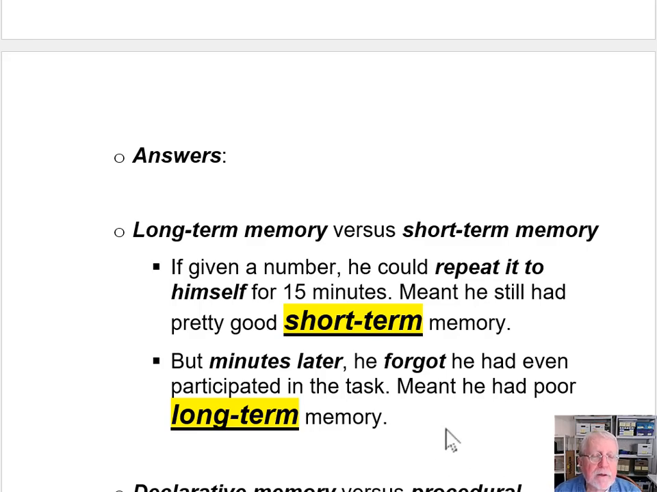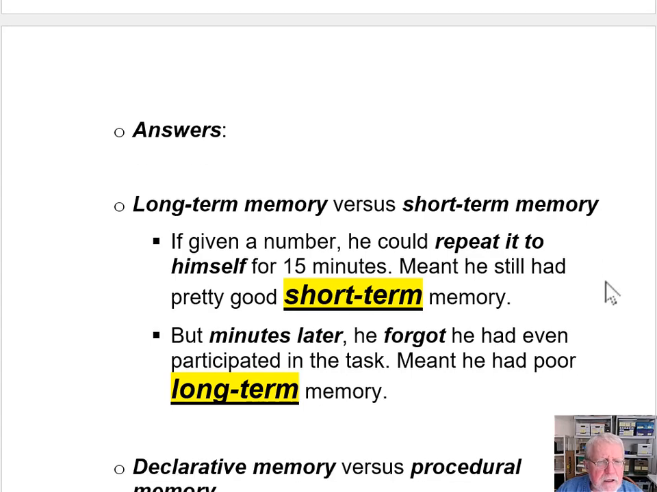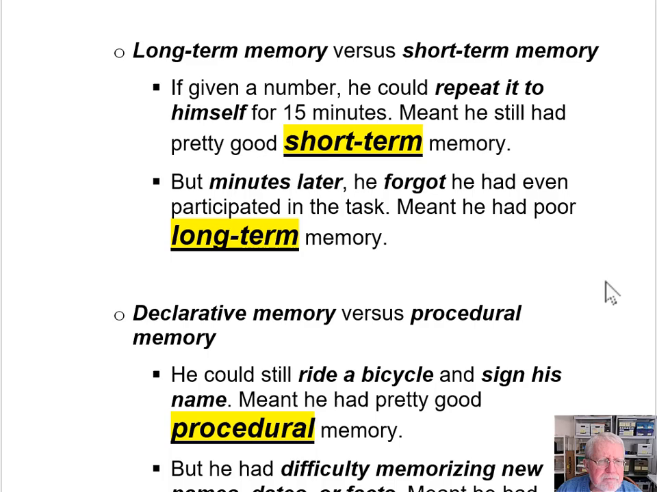If an hour later I asked HM, do you remember the task we were doing earlier today, the task that involved a number? What was the number that I gave you to repeat to yourself? Not only would he not be able to remember what the number was, he might deny that he ever did such a number memory task earlier today. That's because he was unable to get the information into long-term memory in such a way that he could retrieve it. Second question dealt with declarative versus procedural memory.